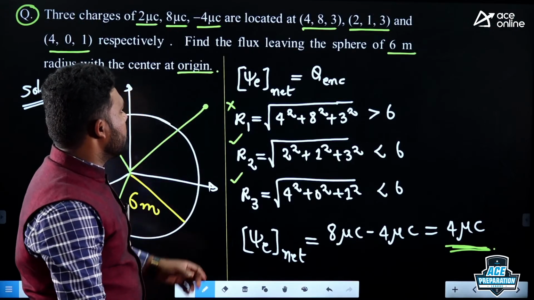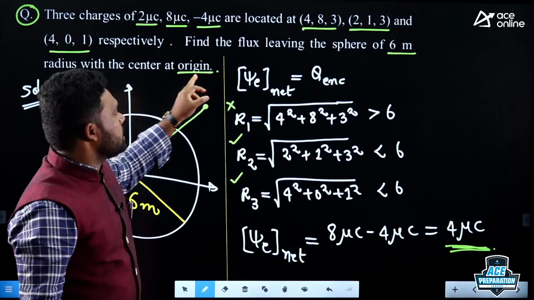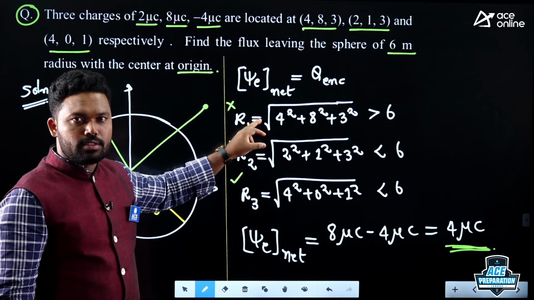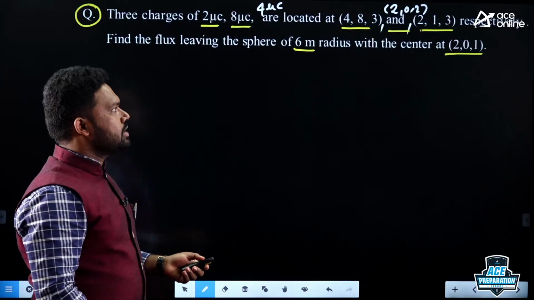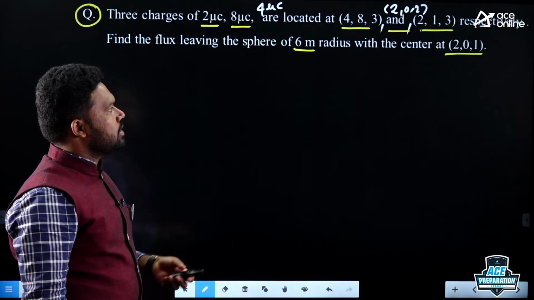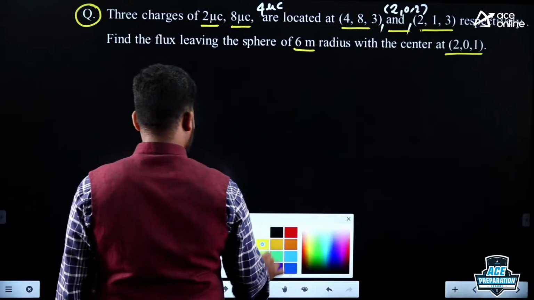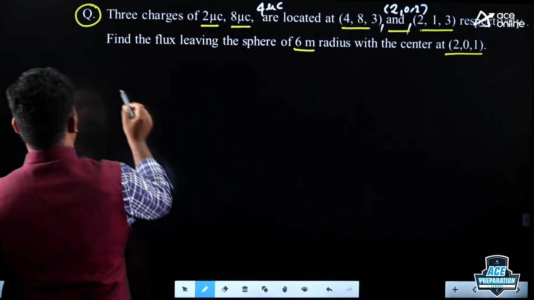In the previous question, what was the center? The center was at the origin. You evaluated this distance with respect to the origin. Now you need to evaluate the distance with respect to that one, 2, 0, 1. Fine. Now let us take some rough diagram here.